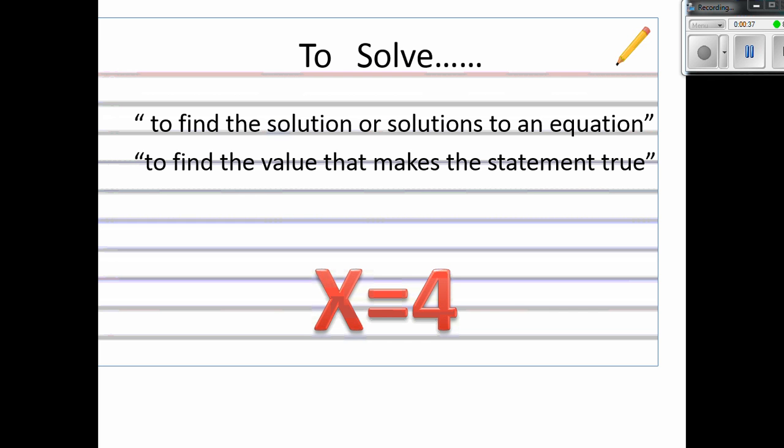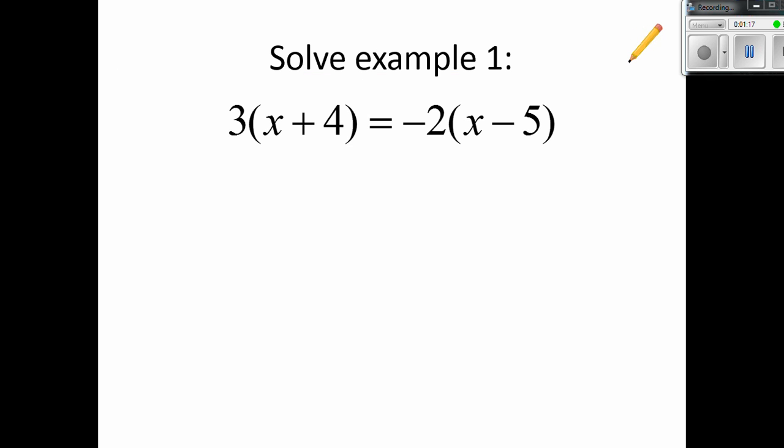A definition that I need you to write down is to solve. What does to solve mean? To solve means to find the solution or solutions to an equation. It also means to find the value that makes the statement true. Okay, so if x is equal to 4 and I plug 4 back into my equation, it's going to make the equation true or the statement true. Okay, that's really important that when we get a solution that we plug it back in to verify that our solution is correct.